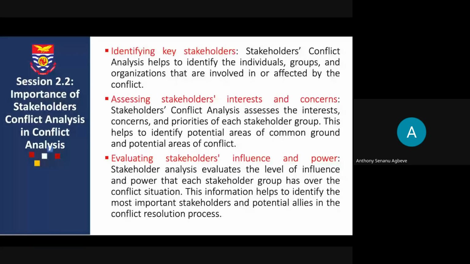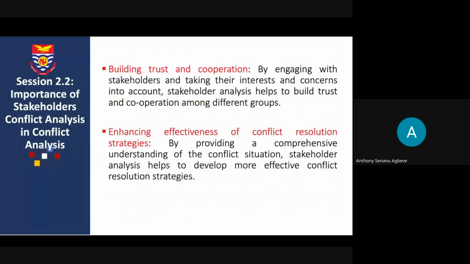And then the level of influence and power each and every stakeholder has. It helps us to be able to draw them together so that they can negotiate and then dialogue, right? Yeah. So those are some of the benefits. And then it also helps us to build trust and cooperation. You've brought various diverse stakeholders together. So once you engage them, you speak to them, each and everyone is allowed to speak, make known their interests, make known their concerns. One way or the other, it's a way of building trust and cooperation, because through that there'll be some form of dialogue and negotiation, right?